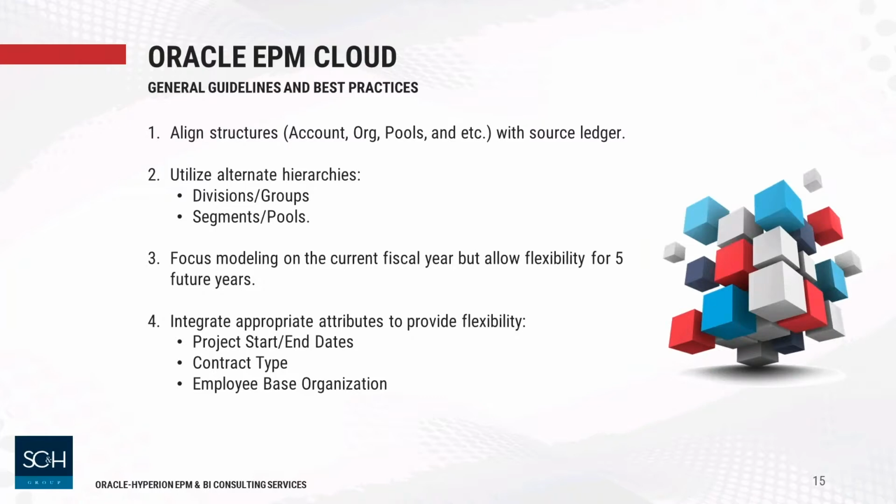Some guidelines and best practices. I'm sure organizations are always familiar with their chart of accounts and their general ledger. So to the extent possible and feasible, you should look to align those structures. Once again, calling out specifically your accounts, orgs, any pool definitions that you may have in your source ledger systems. You should leverage hierarchies and attributes that give the ability to do analytics more beyond just capturing it at the bottom level of detail. So things like having org codes roll up to divisions or groups is a key best practice that we always look to. And same thing more from a segment and pool alignment as well.